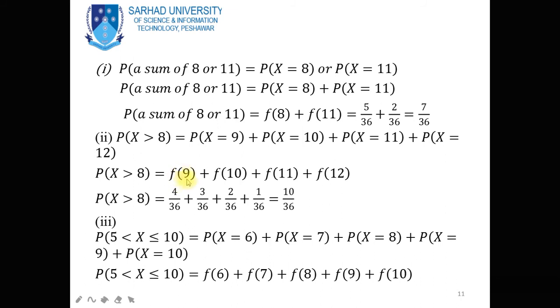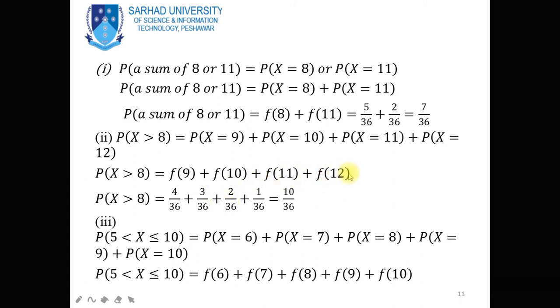So when the sum of darts is 9, in this case we have 4 outcomes: 3, 6, 6, 3, 4, 5, and 5, 4. So the probability is 4 by 36. When the sum of darts is 10, we have 3 outcomes: 5, 5, 6, 4, and 4, 6. And when the sum of darts is 11, we have 2 outcomes: 5, 6, and 6, 5. So the probability is 2 by 36.